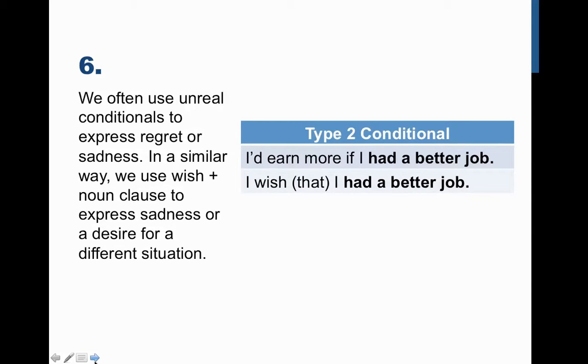We often use unreal conditionals to express regret or sadness. In a similar way, we use wish plus the noun clause to express sadness or a desire for a different situation. Here's a type 2. I'd earn more money if I had a better job. That means I wish I had a better job, or I wish that I had a better job.